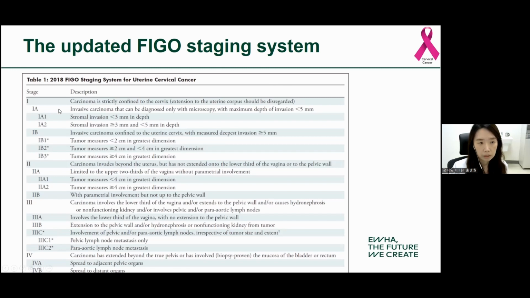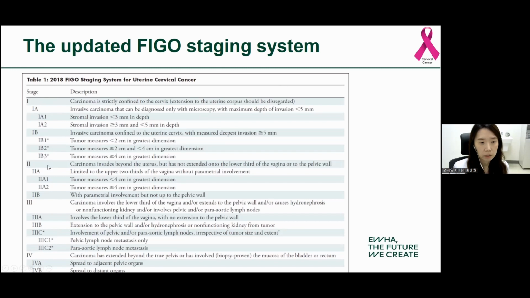So in stage 1, the cervical carcinoma can be diagnosed only with microscopy. Actually, it is 1A. In stage 1, carcinoma is strictly confined to the cervix. And the detailed staging of stage 1 depends on the tumor size and on the invasion depth.